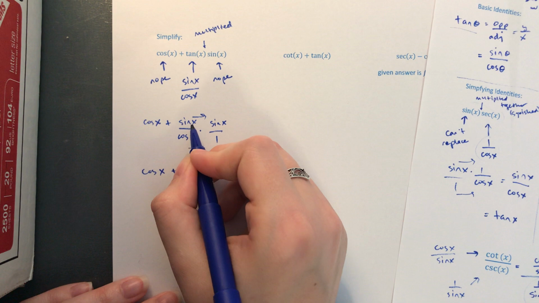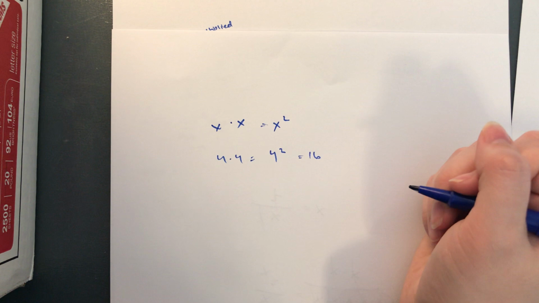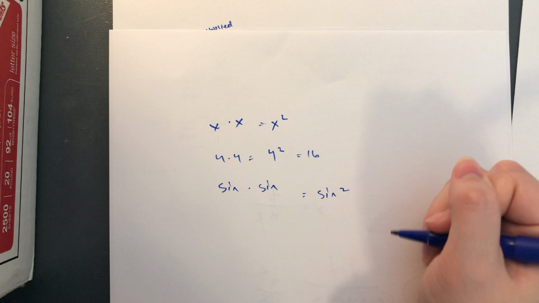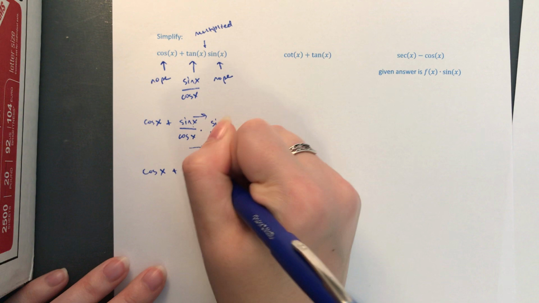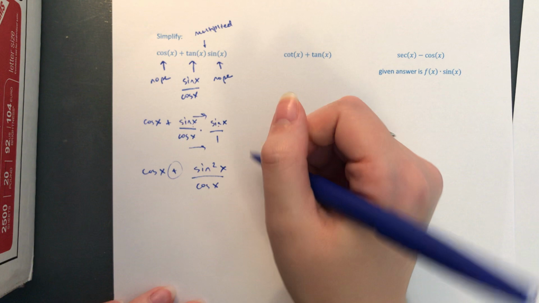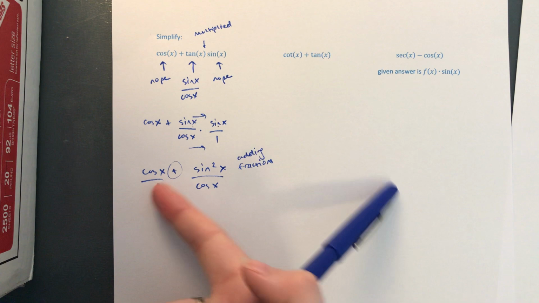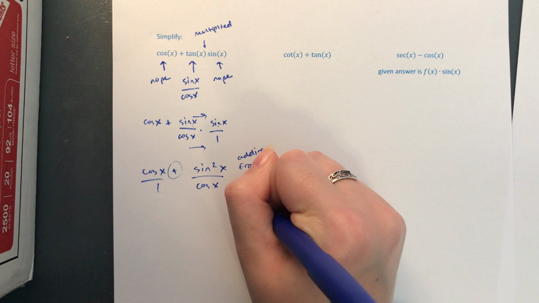So just like before, if I have x times x, that gives us x squared. If I have 4 times 4, that's really 4 squared, right? Which would be 16. So if we have sine times sine, that's going to be sine squared. So sine times sine is sine squared x over cosine x times 1, which is just cosine x. So the problem now is we're trying to simplify. That means we're trying to get all the pieces to come together. The problem now is we're adding, and not only are we adding, but we're adding fractions. This is a fraction, so we can make this a fraction. Cosine is cosine over 1. So we're adding fractions, which means we need common denominators.